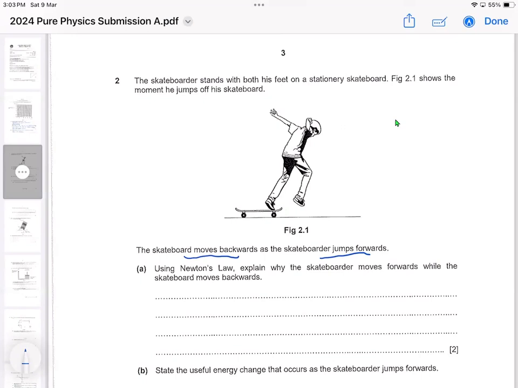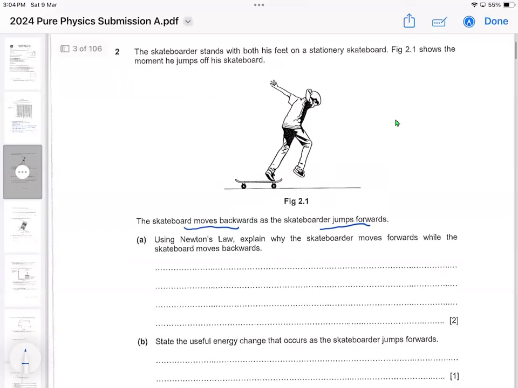If you think about when we are walking normally on the ground, our feet also kick backwards for us to move forward. It's the same narrative here. It's Newton's third law. So in this case, first off, we will explain that.